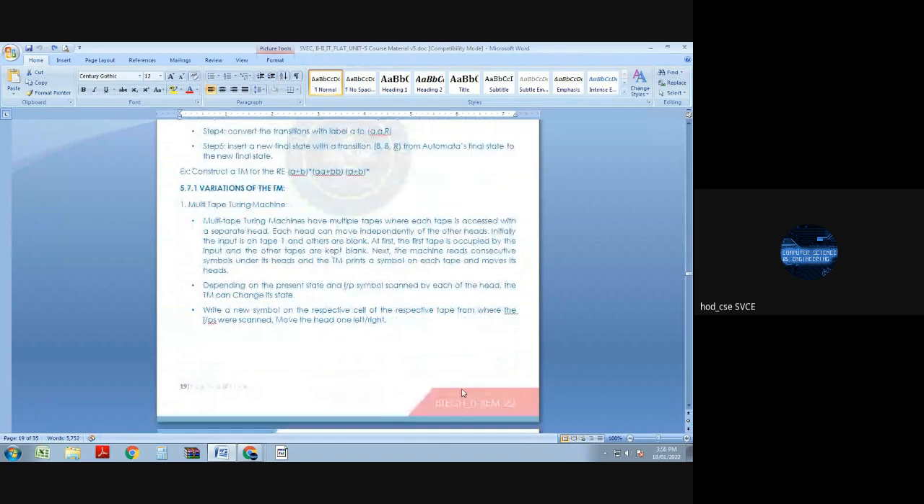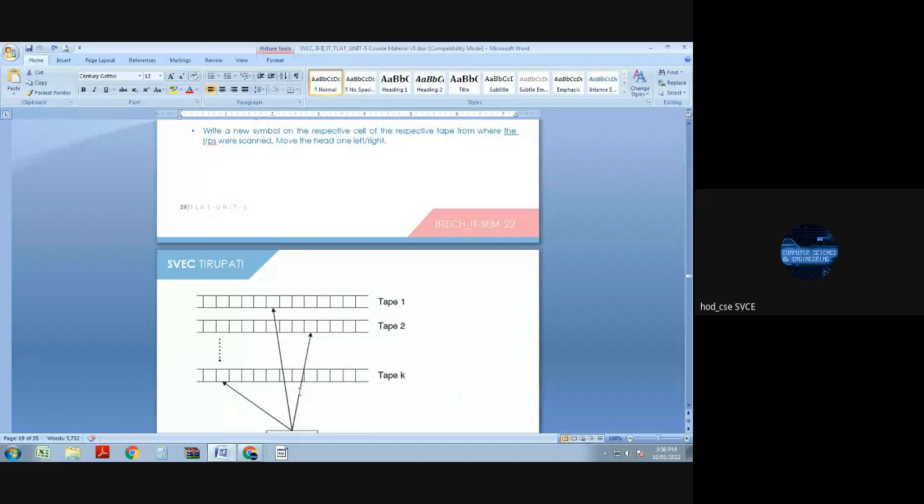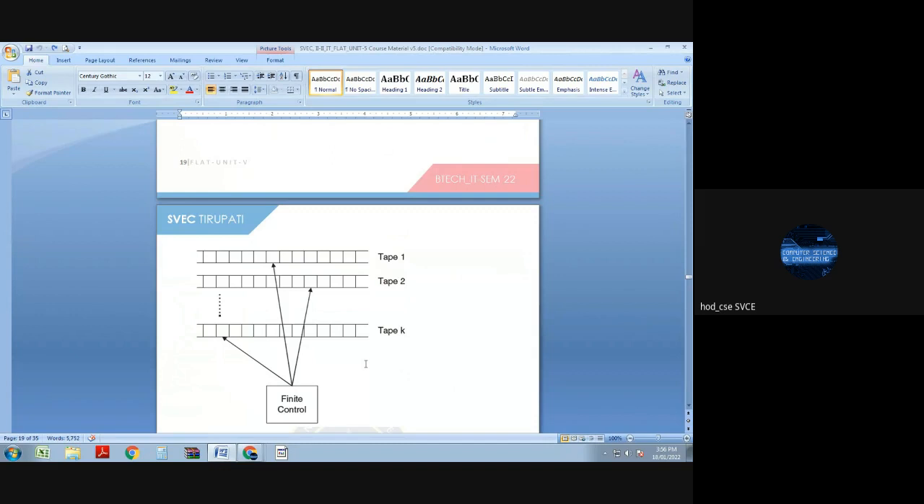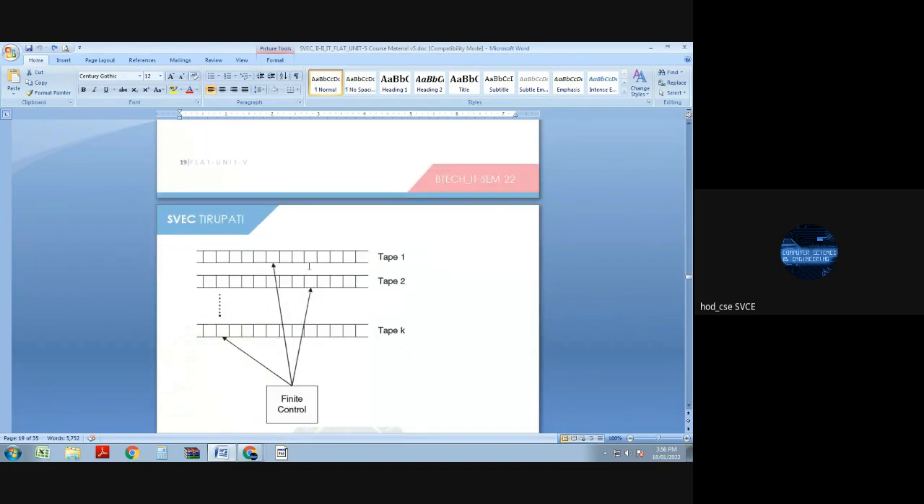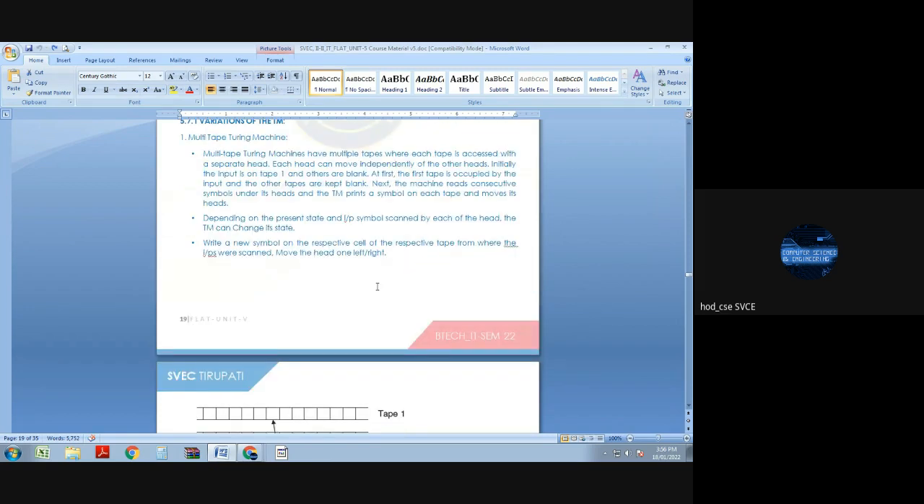The next one: variations of the Turing machines. We have different types of Turing machines. First, the multi-tape Turing machine. Before that, we had only a one-tape Turing machine. Here we have a multi-tape Turing machine. For each and every tape, we have one read write head. See here, for all these three tapes, we have three read write heads. So for the number of tapes, we have that number of read write heads. That is the multi-tape Turing machine.